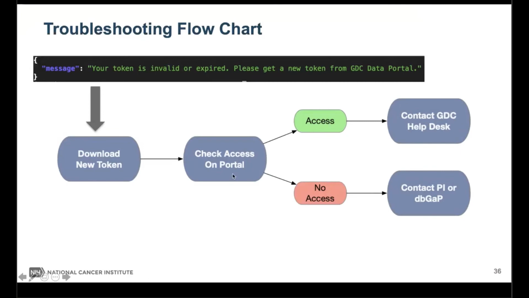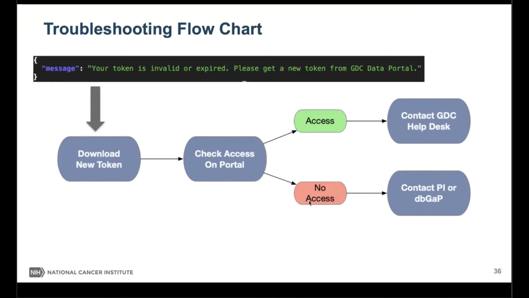Now, if you check your access on the portal, and you look at your account and it says you don't have any access to dbGaP projects, or it says you don't have access to the specific projects you thought you did, in that case, there's not much that GDC can actually do to help, because all of the access needs to be gained directly through dbGaP.